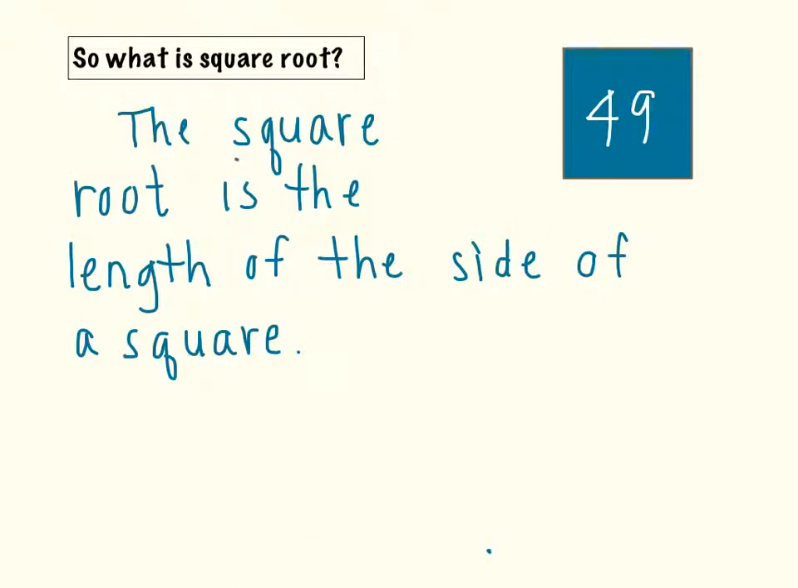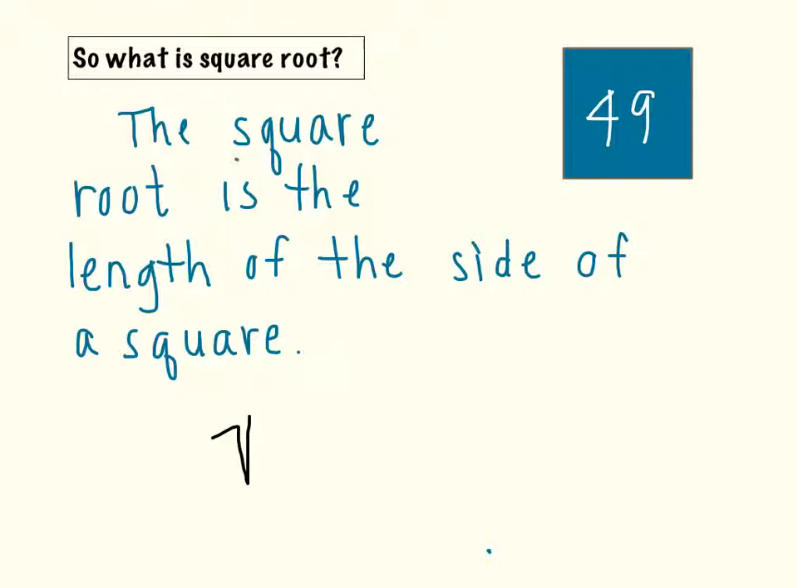Then the question follows, what is the square root? Well, the square root is just the length of the side of a square. So in the example to the right, we have a square and its area is 49. So we can work backwards to find the length of the side.